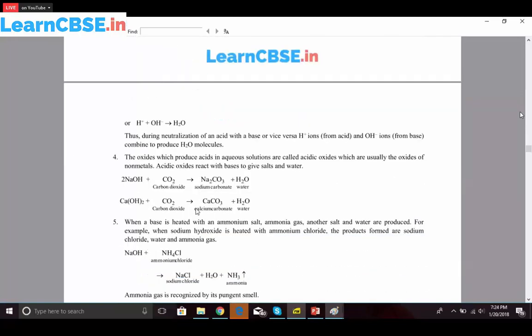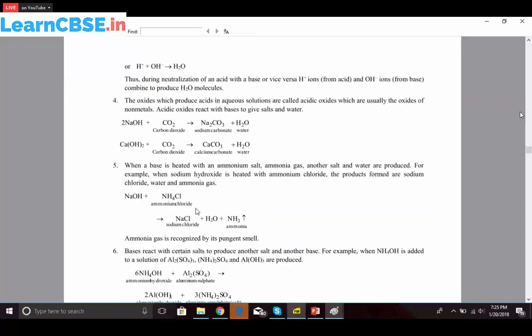So during the neutralization of an acid with a base, or vice versa, base with the acid, basically H+ from the acid and OH- from the base combine to produce water molecules. Then next are the oxides which produce acids in aqueous solutions; these are called the acidic oxides, which are usually the oxides of the non-metals.